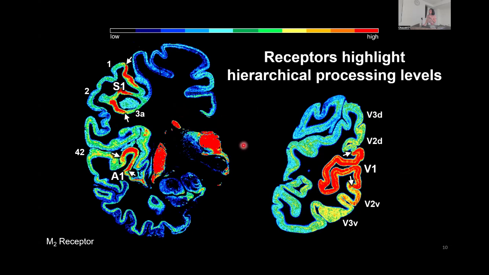And if we look here in the slide on the right, the visual system, you see that the density of the M2 receptors diminishes, or it decreases systematically when you move from the primary visual cortex up through always increasing hierarchical unimodal visual areas, okay?